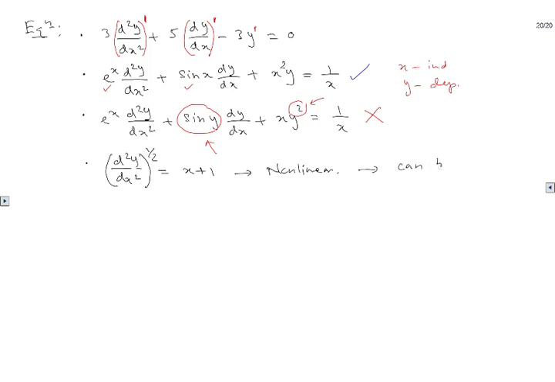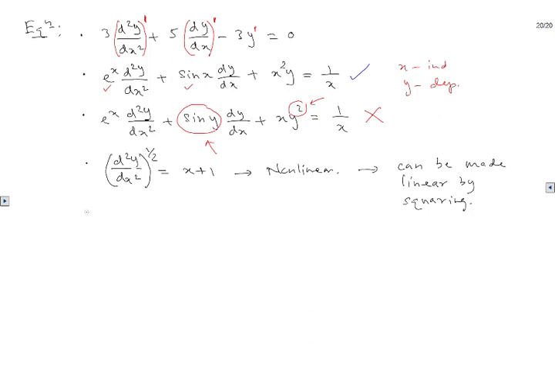So this can be made linear by squaring. That means if I asked you to solve this equation, that's exactly what you do. You square this first, and then you can integrate twice. After that, this simply becomes a calc 1 problem. So you first square and then integrate. Good. How about more equations?